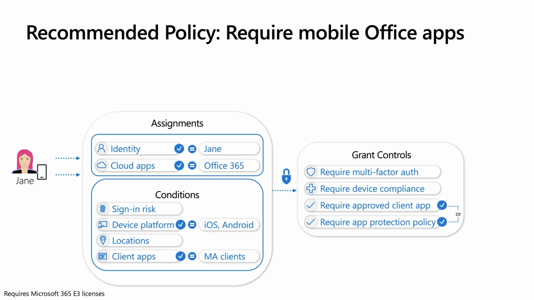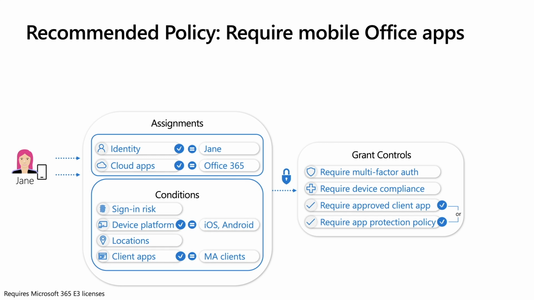We want to do something similar on mobile by requiring our Office mobile apps. So we'll target our assignments. Again, we're targeting our users against the Office 365 cloud app. From a condition standpoint, we're going to target our device platform and specify iOS and Android. Now, we can get away with only specifying iOS and Android in this policy because our preceding policy would capture any device whose device platform was unknown and force device enrollment. Whereas in this policy, we can be granular and just be focused on specific iOS and Android devices that are being reported. From a client app, we're going to again target modern authentication capable apps.